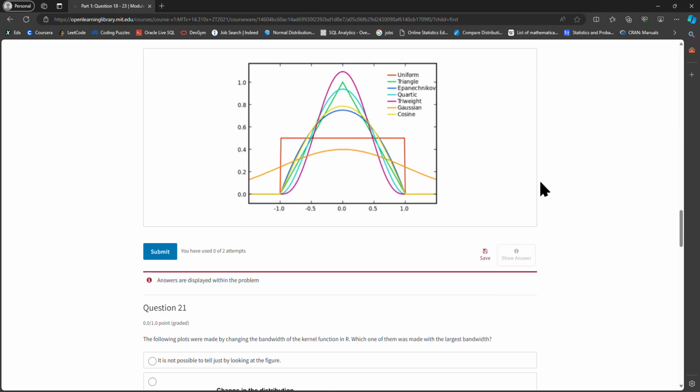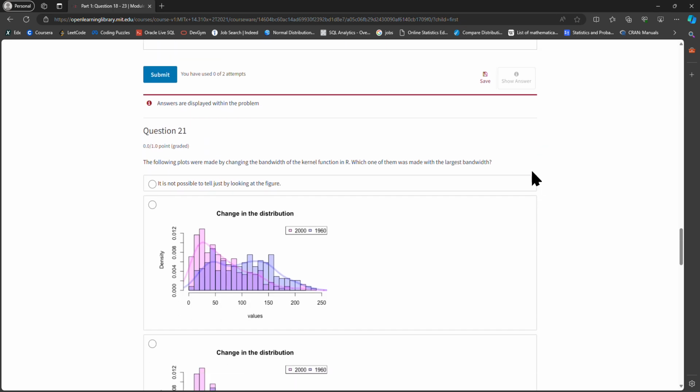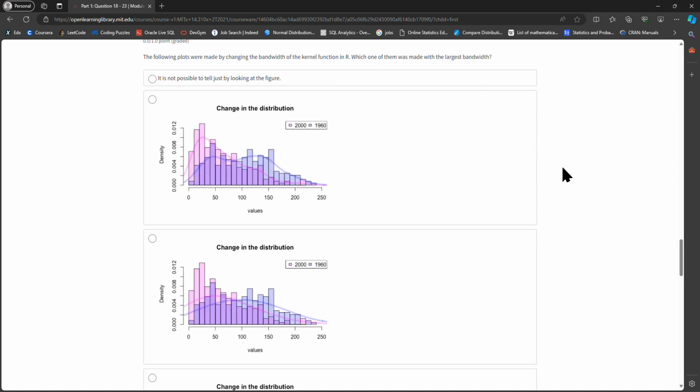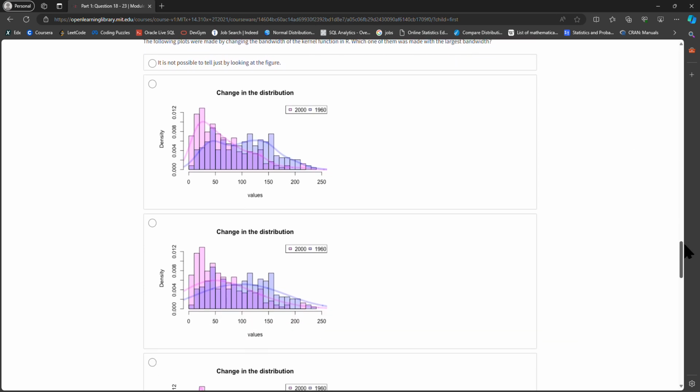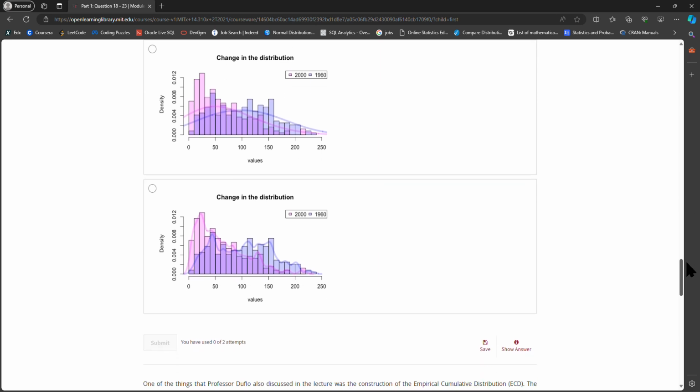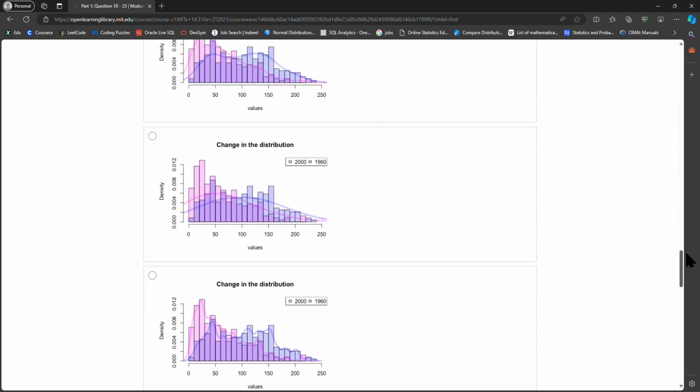Now we move on to the second question, question number 21. Of the following plots made by changing the bandwidth of a kernel function in R, which one was made with the largest bandwidth? Can you tell me? We have these choices here. Which one has the largest bandwidth or bin width?